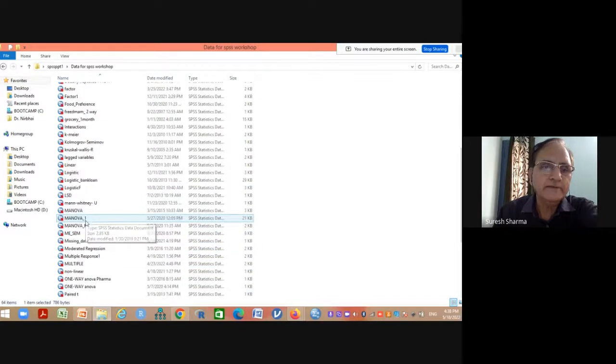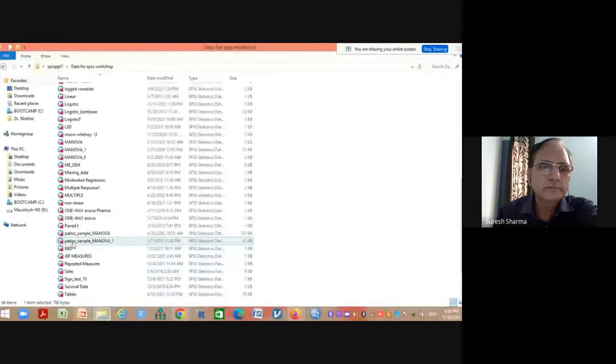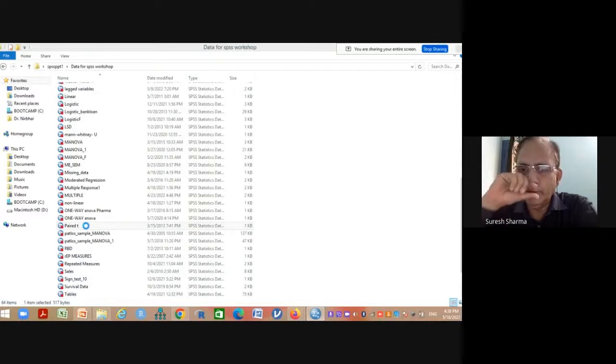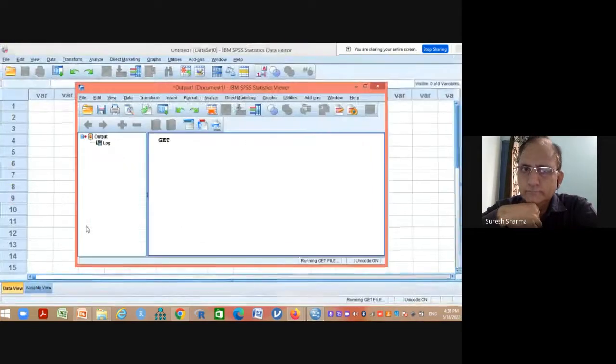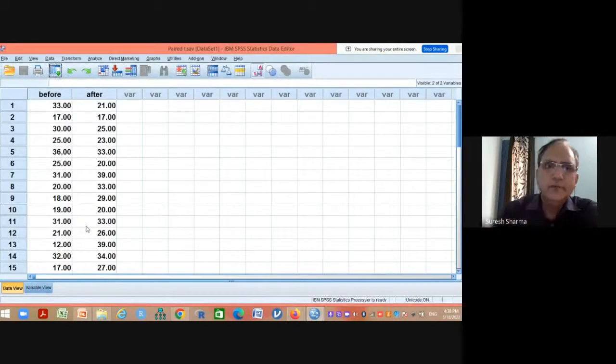Let me just go through the data of paired t-test. Just wait for a moment. The file is opening up. Okay. Now, this is before giving the treatment observations. This is after giving the treatment. So it's the same group of patients. They are not independent. One is before giving the medicine, after giving the same thing.